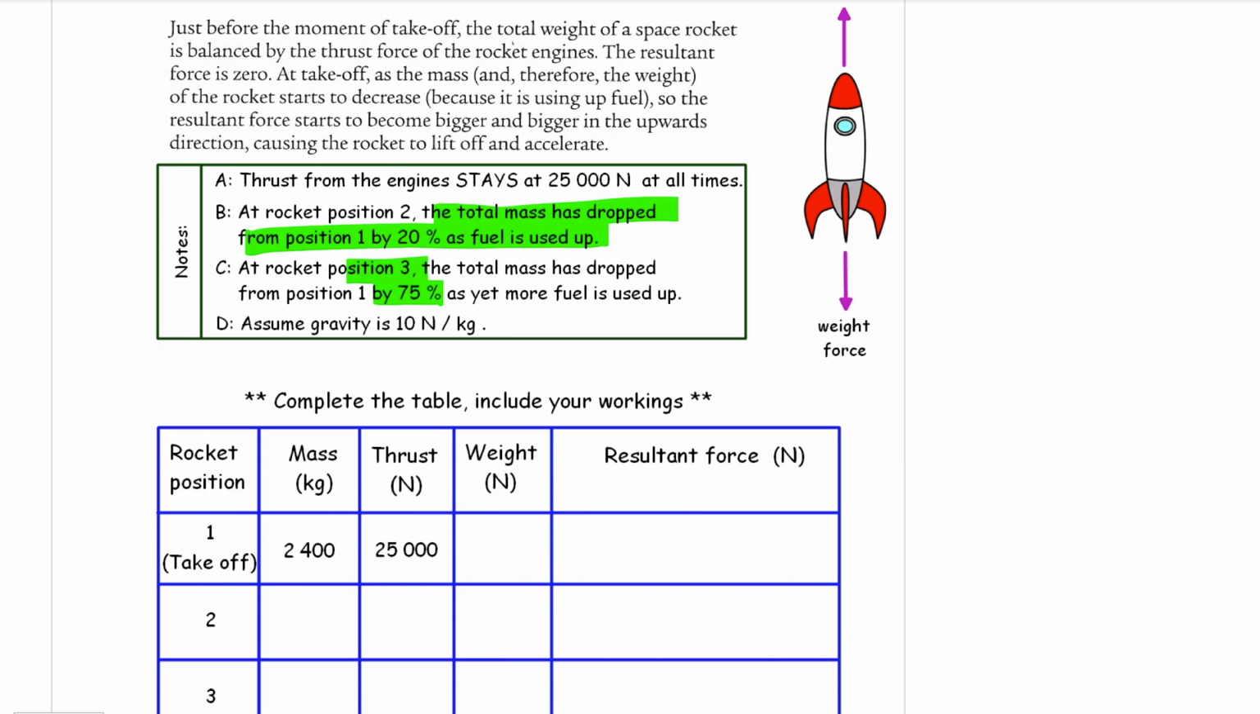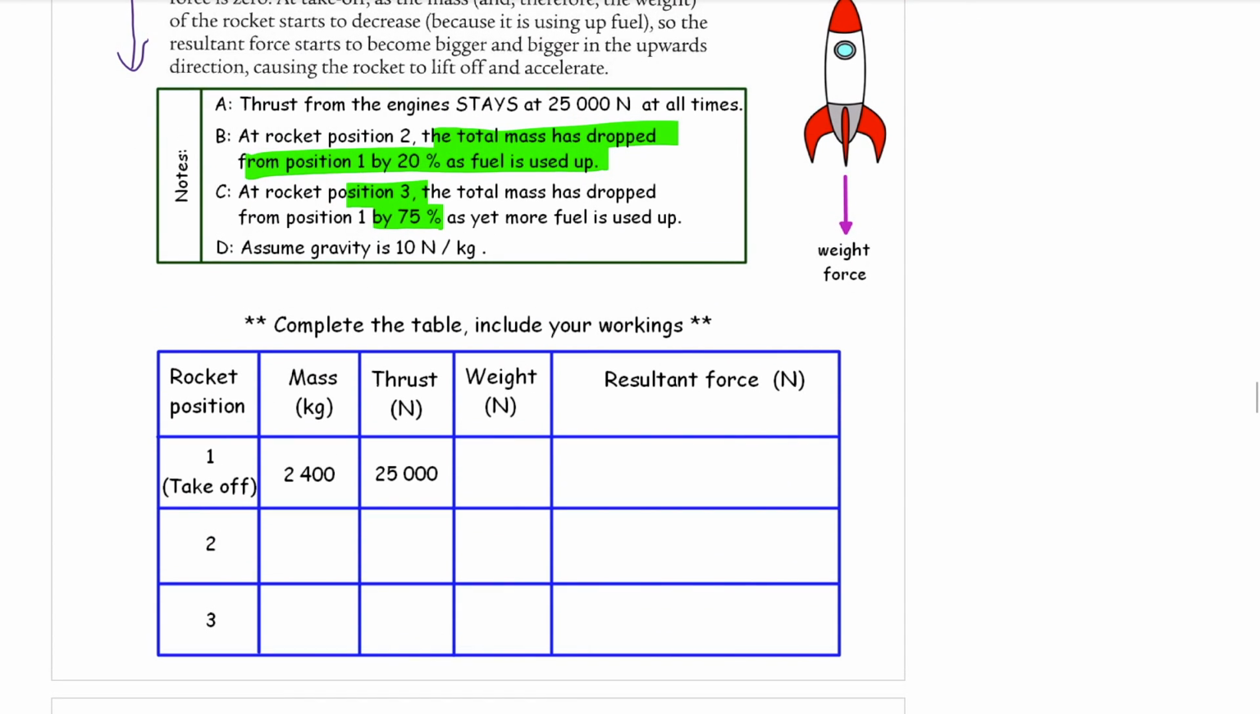Read through the paragraph here and follow the notes underneath, A, B, C and D. The thrust from the engine stays at 25,000 newtons. So that's this force. The upward vertical force is constant at every position. So we can fill in these 2 boxes.